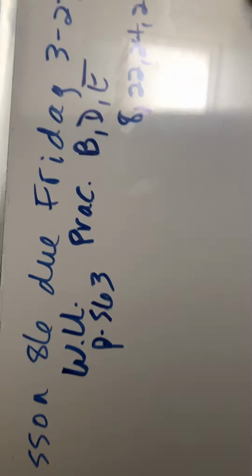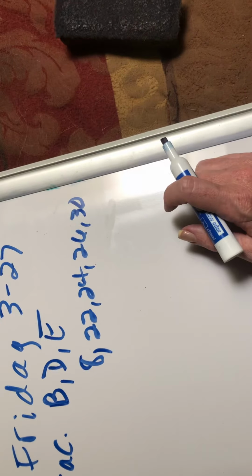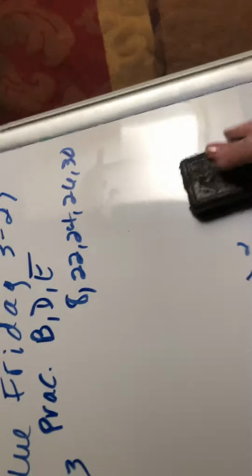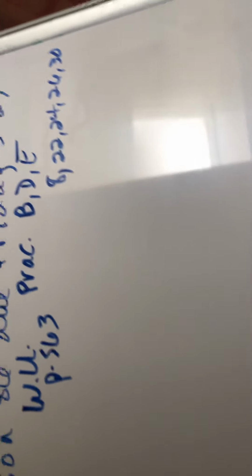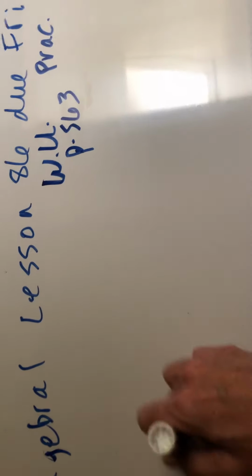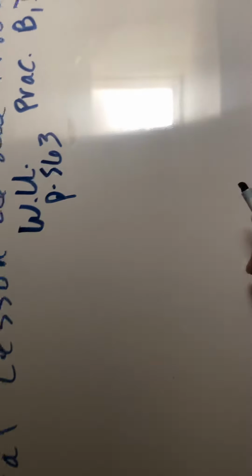You're going to do the warm-up. You're going to do practice B, D, and E. You're going to do 8, 22, 24, 26, and 30. Now, I do want to tell you on E, I'm just going to tell you which points to use on that, on E, and it's distance formula.